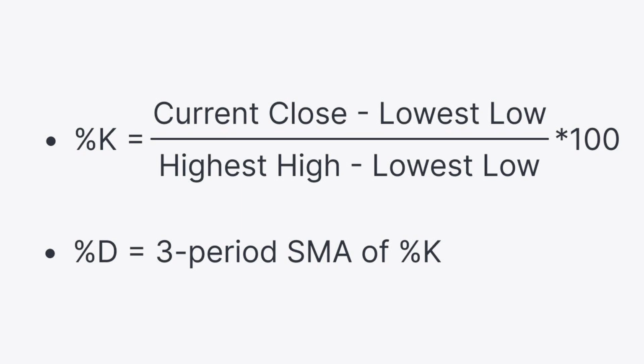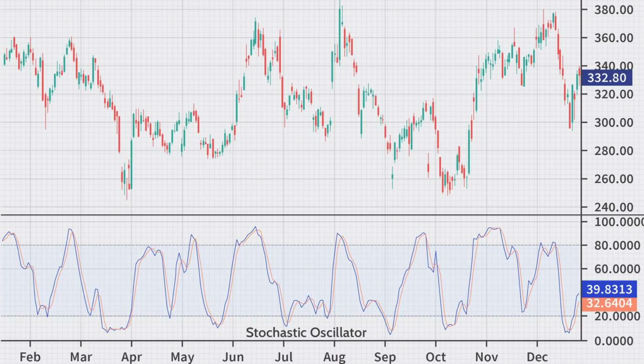The %K line is the main line of the stochastic oscillator and is typically displayed on a scale of 0 to 100. The %D line is the moving average of the %K line, often a 3-period simple moving average of %K. The indicator oscillates between 0 and 100. Values above 80 are generally considered overbought, while values below 20 are considered oversold.